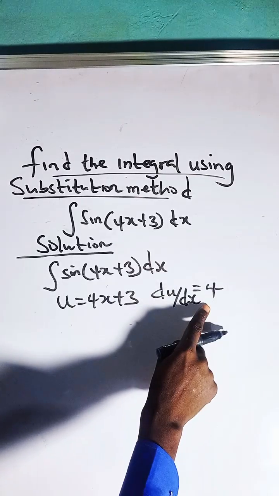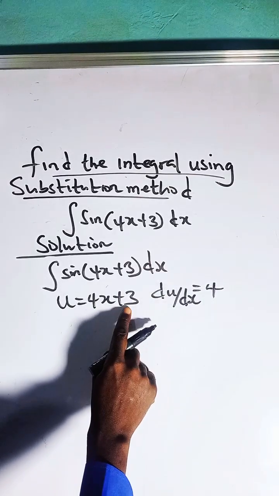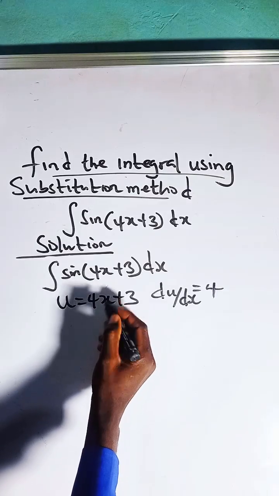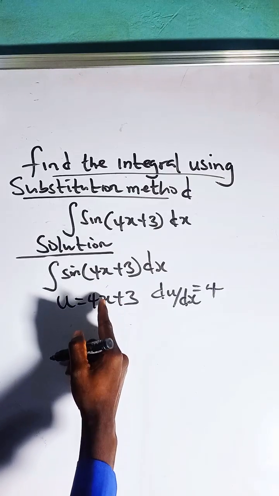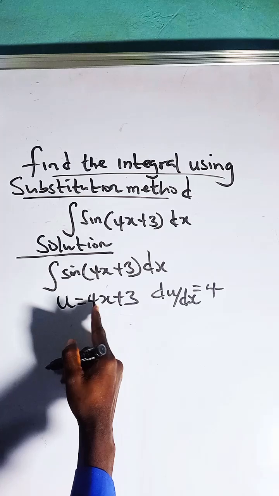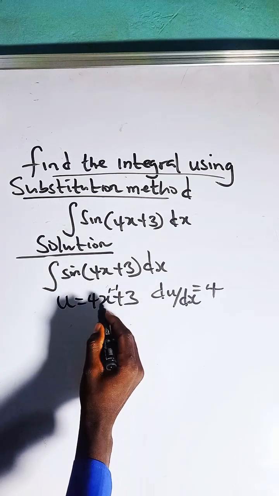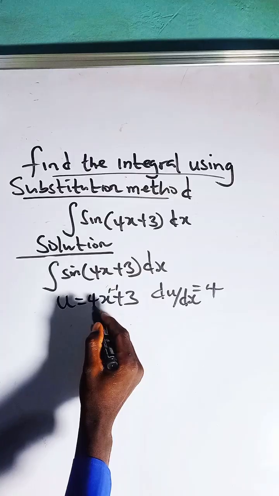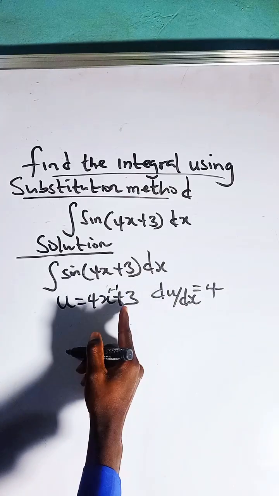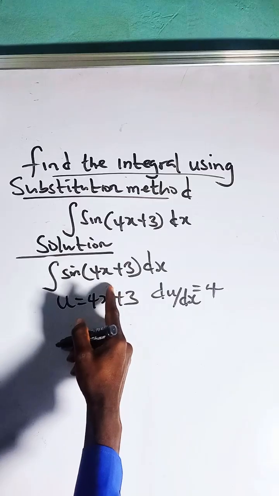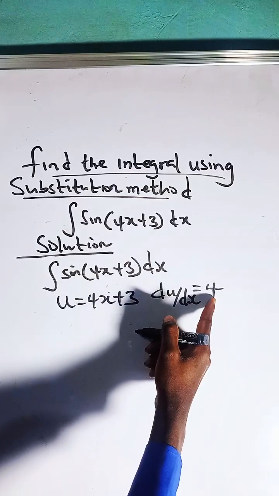So how do we do that? When we look at this, we have x, which has an invisible power of 1. When we differentiate this, we multiply by 1 and subtract 1 from the power, so that is 0. x to the power 0 is 1, and 4 times 1 is 4. When we differentiate a constant, we have 0. So du/dx is 4.